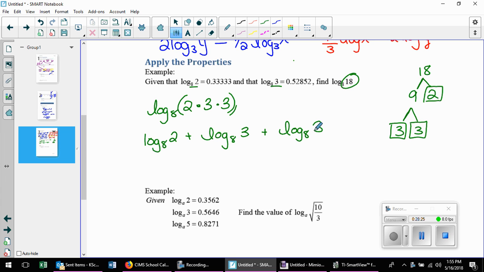So this would show up in a non-calculator portion because you don't need your calculator for any of this. It tells you what log base 8 of 2 is evaluated to. And that's going to be added to, it tells you what log base 8 of 3 is, so 0.52852. And you got another one of those.